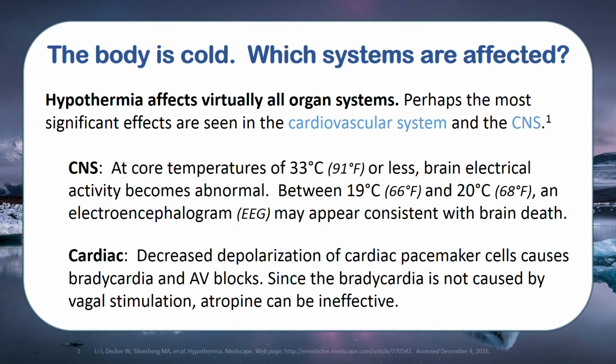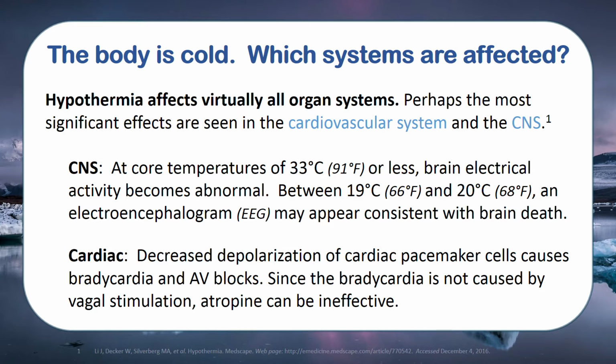So the body's cold. What systems are affected? We talk about our CNS. At a temperature of about 33 degrees Celsius or 91, the brain's electrical function is abnormal at that point. So you get there. It's somebody you found outside. They've been outside for a long time. They're confused. You think, are they anoxic?